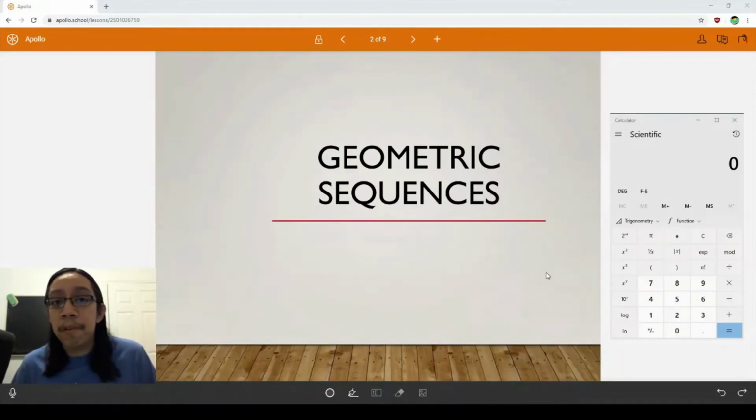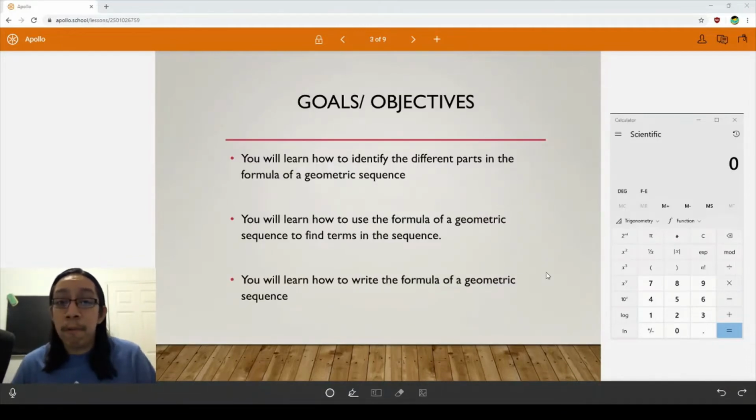Today we're going to talk about the third section of sequences. Specifically, our main focus is going to be geometric sequences. We're going to talk about the different parts of the formula of a geometric sequence. We're also going to talk about how we can use the formula to find the terms of the sequence. And then finally, we're going to learn how we can actually write the formula of a geometric sequence.